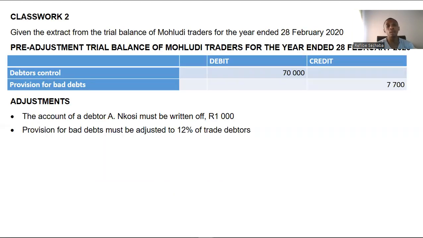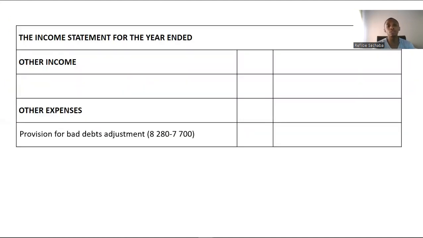For classwork 2, our debtors control is 70,000, but please note that we needed to write off a debtor, which is a GOSI. It must be written off at 1,000 Rand. Now, provision must be calculated at 12% of trade debtors. Please note that 1,000 Rand, we're going to put it under other expenses as bad debts, but I'm not there right now. I'm just calculating provision. I'm just focusing on provision. It'll give me a provision expense of 580.